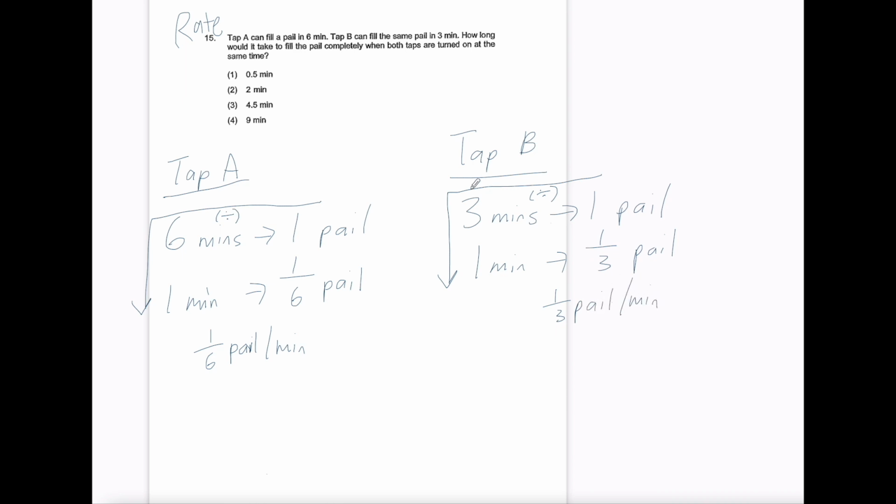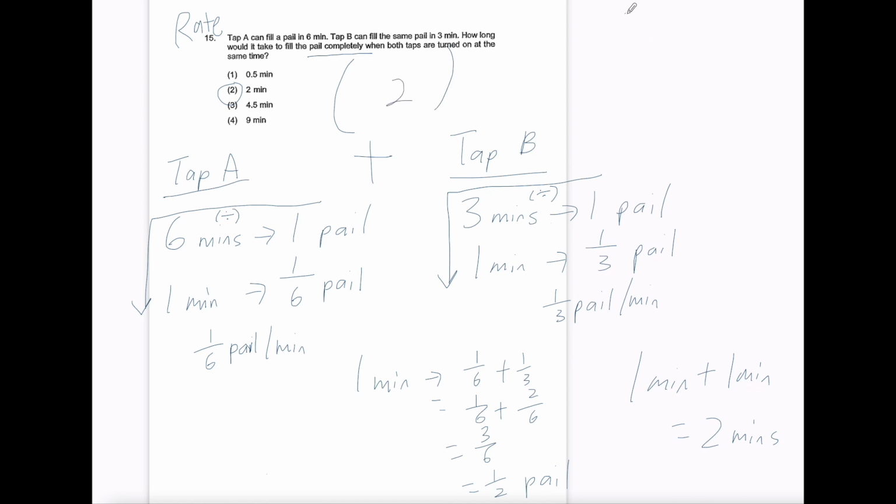So if I turn on both tap A and B at the same time, in 1 minute I'm going to have 1/6 plus 1/3 of my pail filled up, which is 1/6 plus 2/6, which is 3/6, which is half. Half of my pail will be filled up in 1 minute if I turn on both tap A plus tap B. So how long will it take for the pail to completely fill when both taps are turned on? If half the pail is 1 minute, for my pail to be fully filled it's half plus half, which is 1. That's why 1 minute plus 1 minute. That's why my answer is 2 minutes.